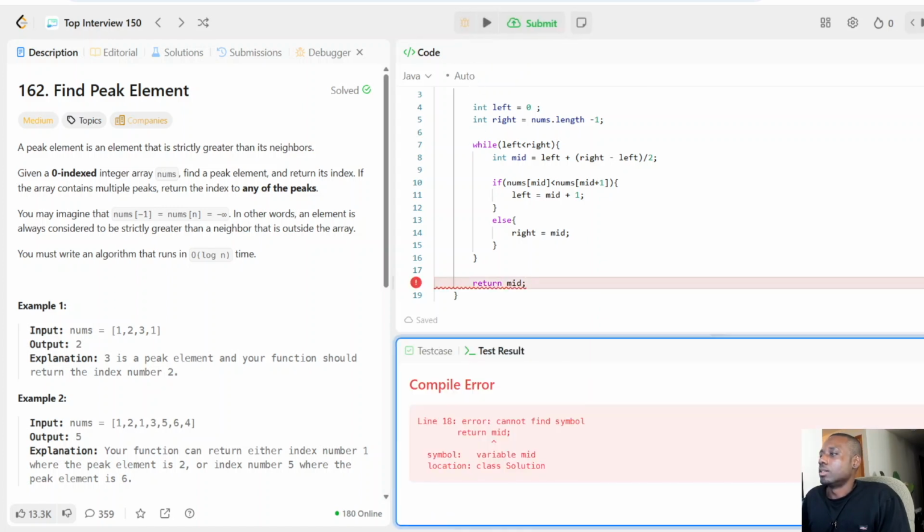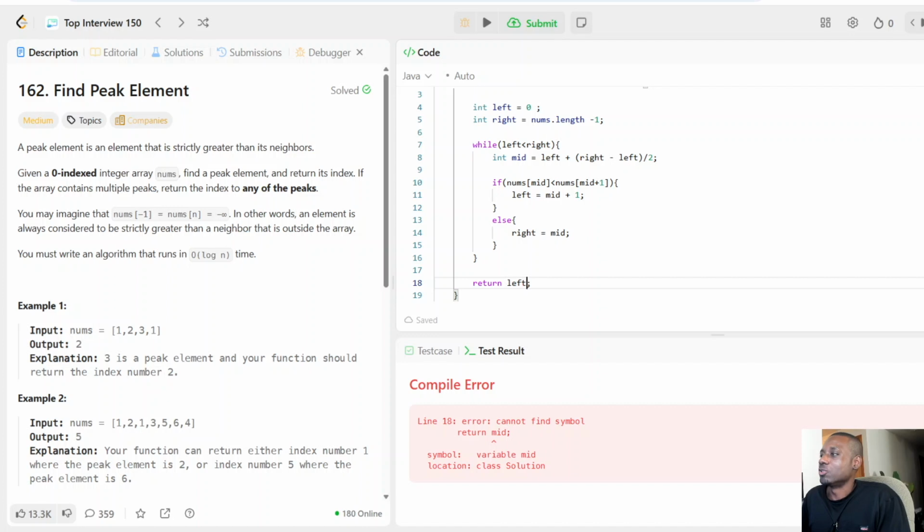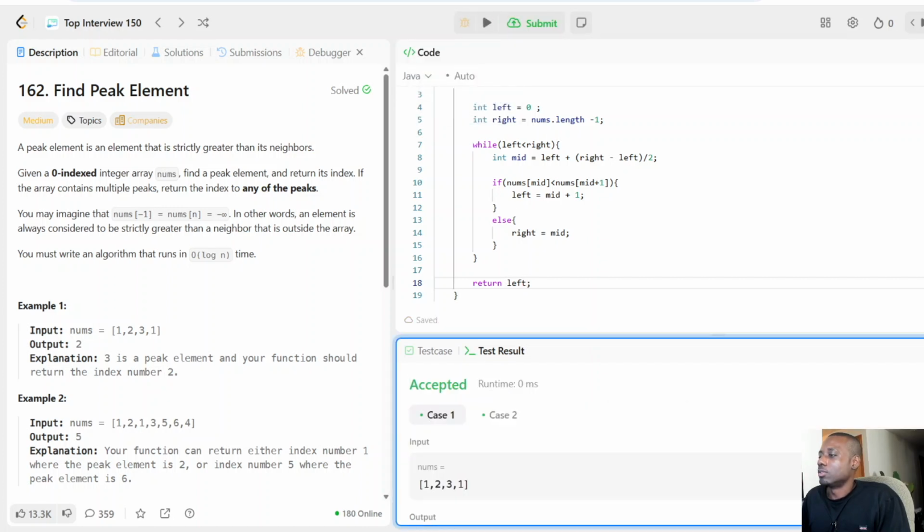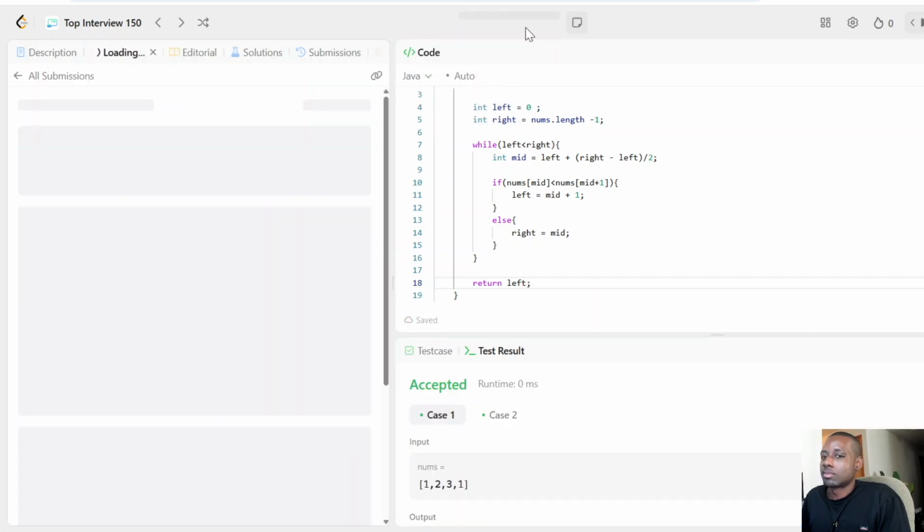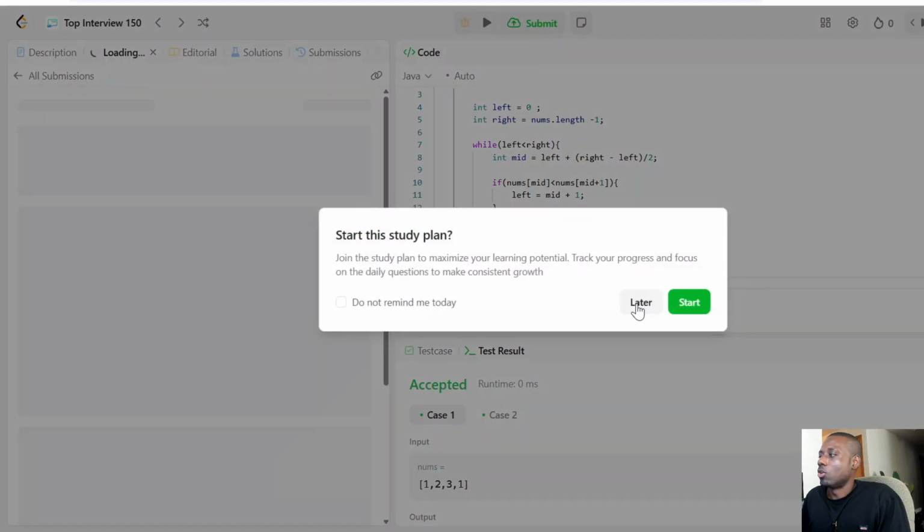Let's press run. No, I'm tripping. I meant to turn to the left. That made no sense at all. All right, looks good. Let's press submit. Awesome, guys. We're able to pass all the test cases.